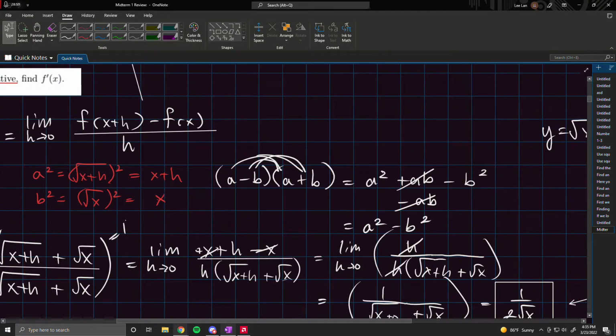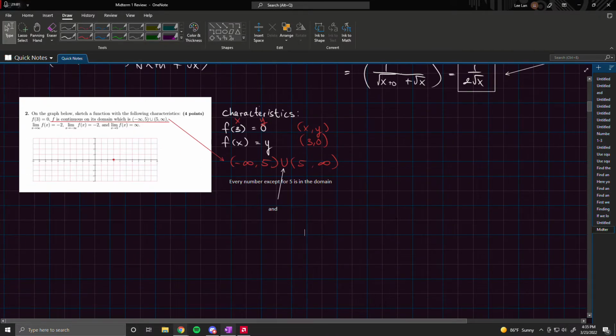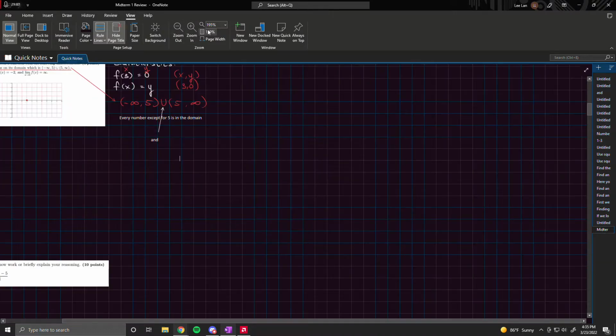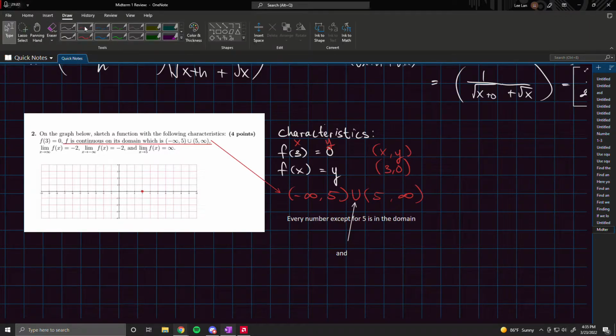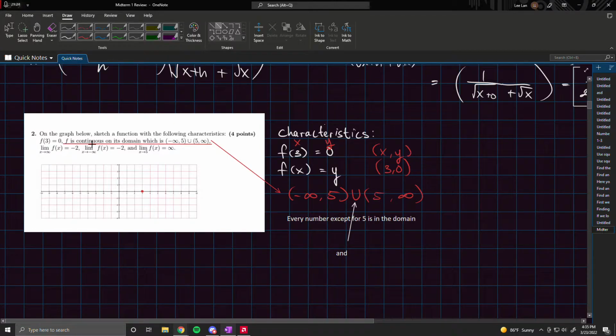Whoops, where am I? There we go. So every number except for 5 is in the domain. I don't think that's enough information to concretely draw anything on the graph. Yeah, because it says it's continuous. Oh, that's another thing. What does continuous mean?